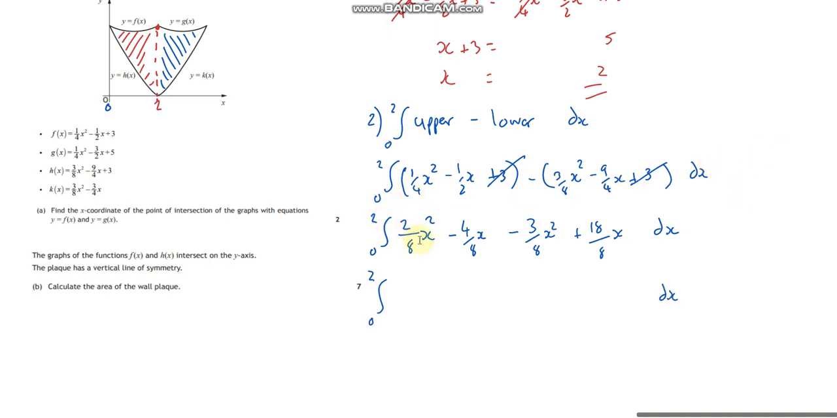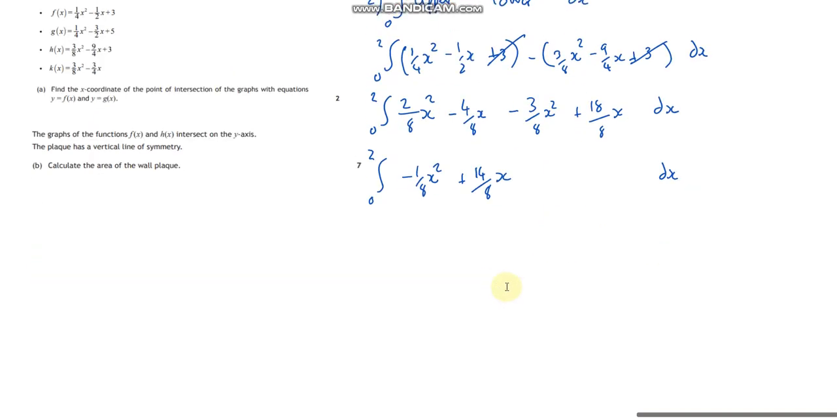So I'll put my terms together. I've got 2/8 take away 3/8, so that's negative 1/8 x squared. And I've got negative 4 and 18, so that's positive 14 over 8 x. Excellent. There you go. So now I'm ready to integrate.